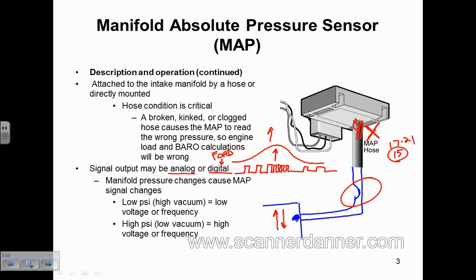So manifold pressure changes cause map signal changes. High vacuum would be a low voltage or frequency, and low vacuum would be a high voltage or frequency.